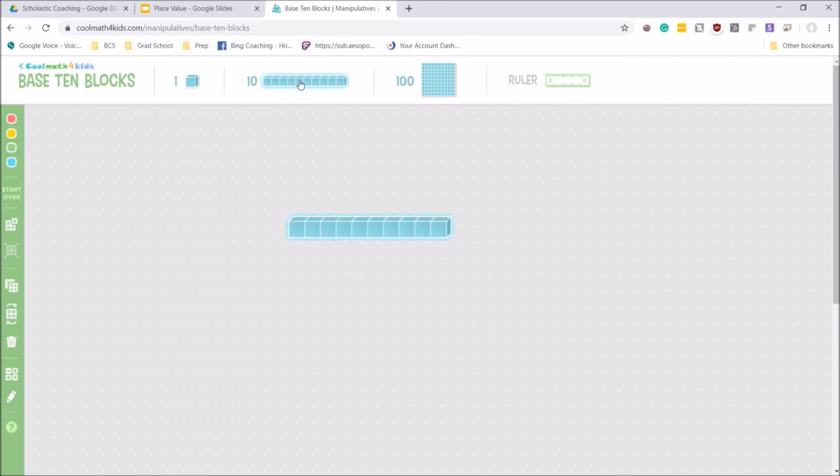Each place value is worth 10 times the one to its right and 1/10 the one to its left.